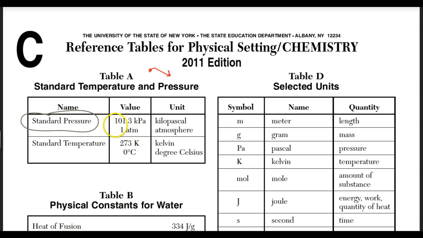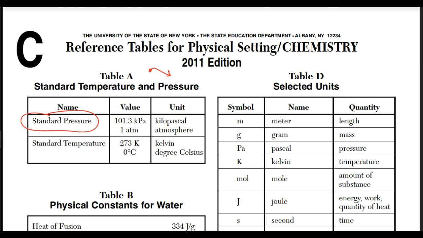Now, I have taught you millimeters of mercury and/or torr. We've even used PSI, 14.7 pounds per square inch. All of those are equivalents to standard pressure, and they can be used interchangeably. Now, the Regents uses these two exclusively, but all the other ones that I'm teaching you could be interchangeably used for standard pressure, depending on the problem.